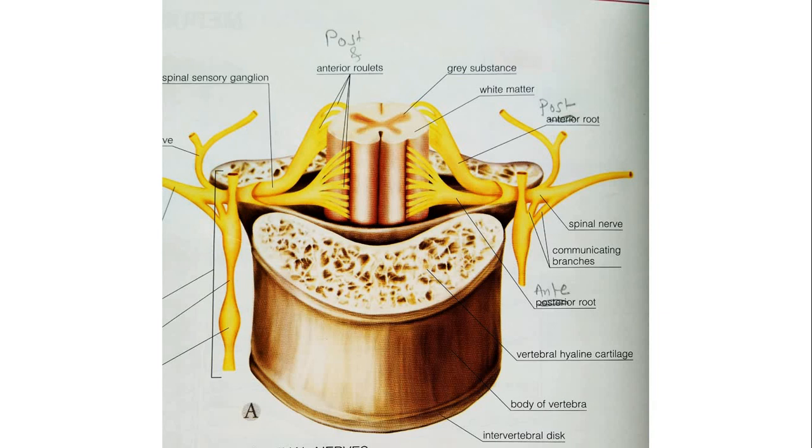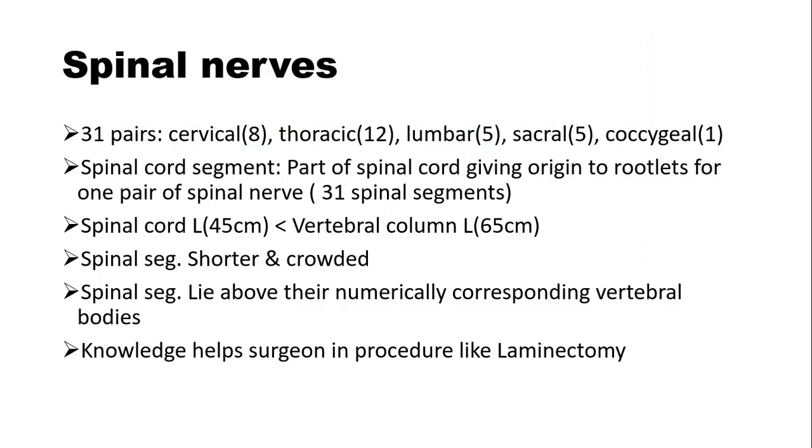So this part of the cord that gives attachment to a pair of spinal nerves is called a spinal segment. There are 31 pairs of spinal nerves, hence there are 31 spinal segments. As the vertebral column is segmented, that is, the body of the vertebra, then the intervertebral disc, so the vertebral column is segmented. Similarly, the spinal cord is also segmented.